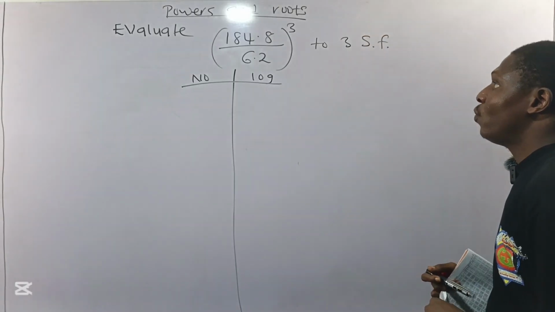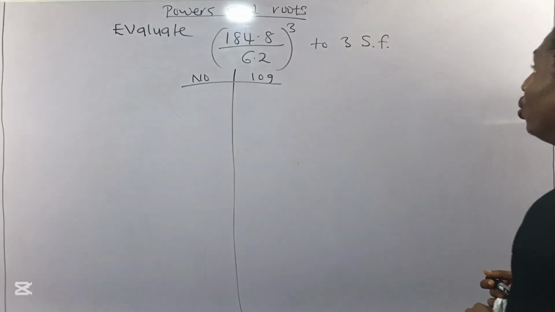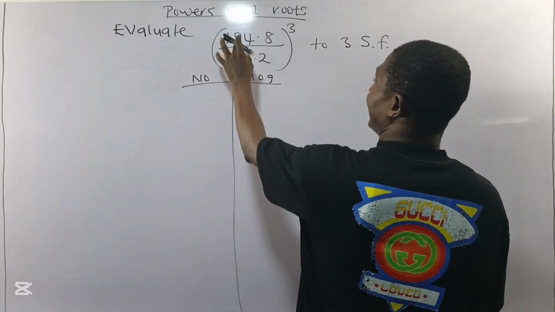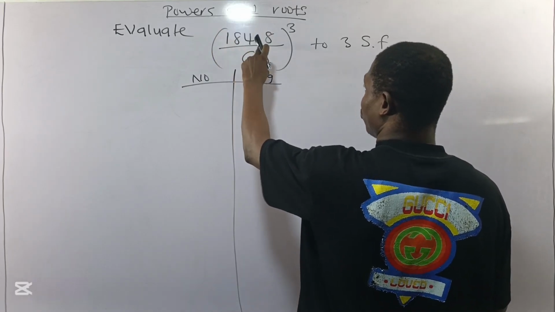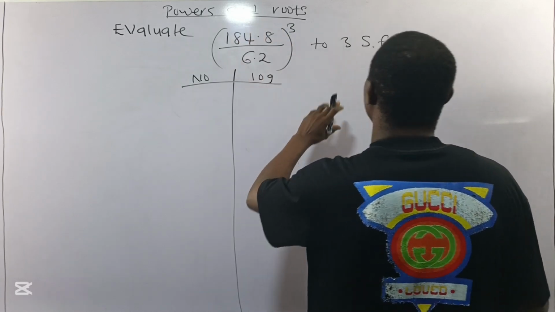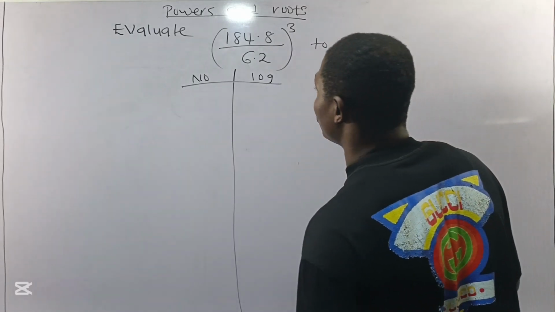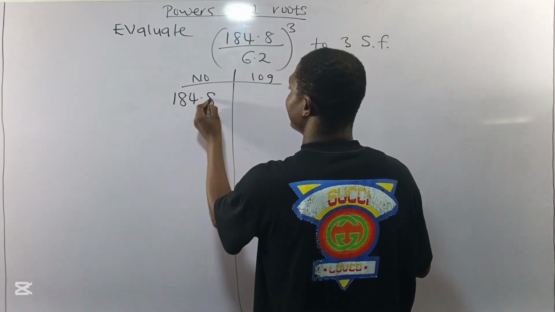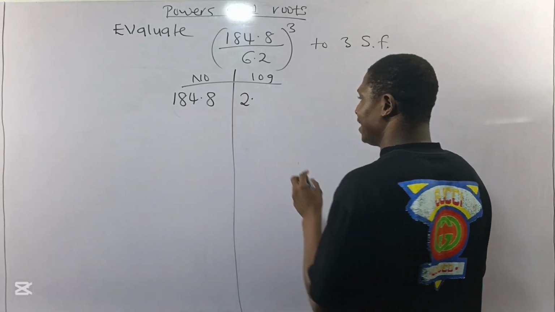We have evaluate 184.8 divided by 6.2, all raised to power 3 to 3 significant what? Figures. What we have to do here is simply get our log of this divided by the log of this, which is subtract from this, and we raise to power 3, meaning to multiply everything here by 3, and we finally approximate our final answer to 3 significant what? Figures. Now, I have 184.8. This is 3 digits before the decimal point. If I subtract 1 digit, I'll have 2. So my characteristic is 2.